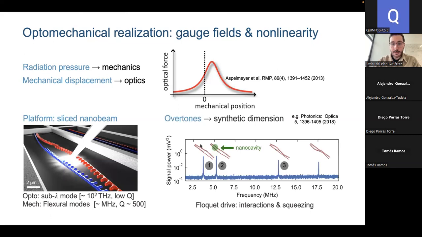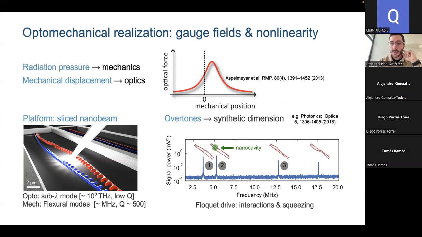And interestingly, there are many mechanical modes in this structure that can change that interplay with the optical mode. So there are many modes that can be accessed through radiation pressure. This is now a cavity spectrum of this platform, and you can see at least three or four resonances that you can access through radiation pressure.